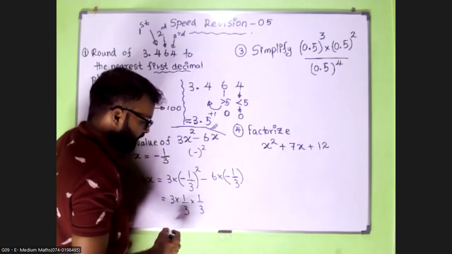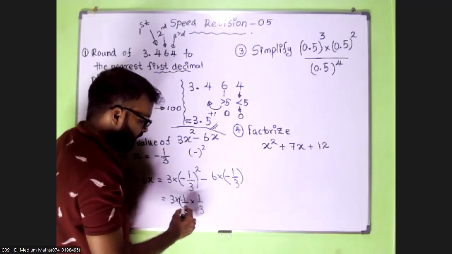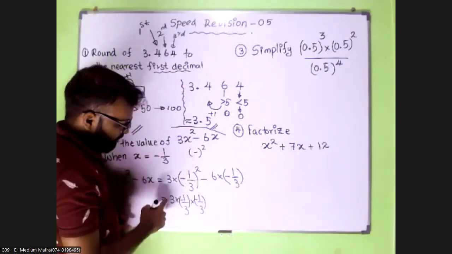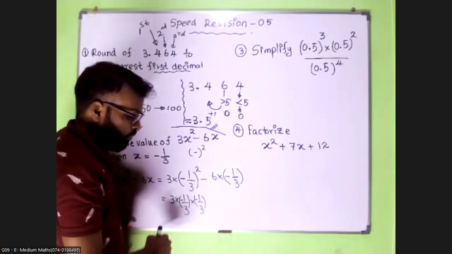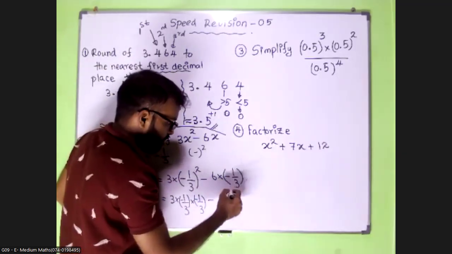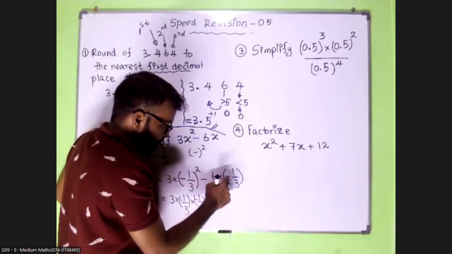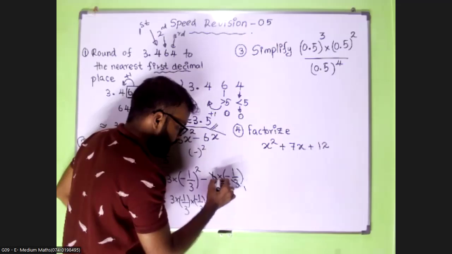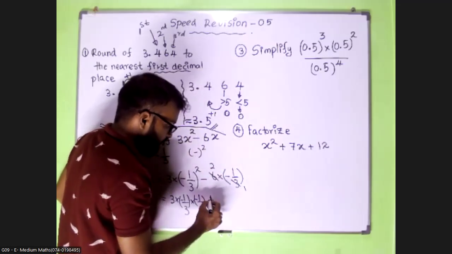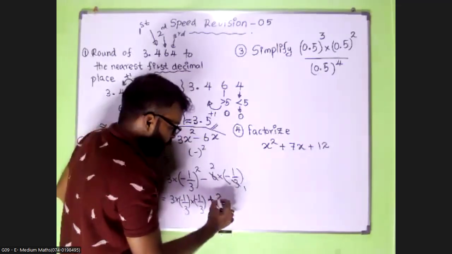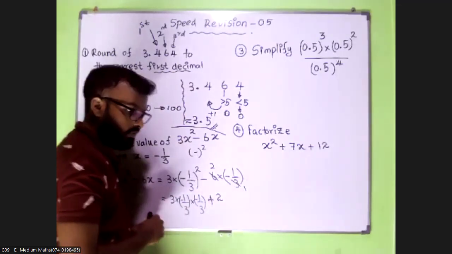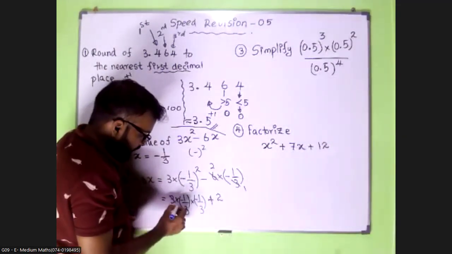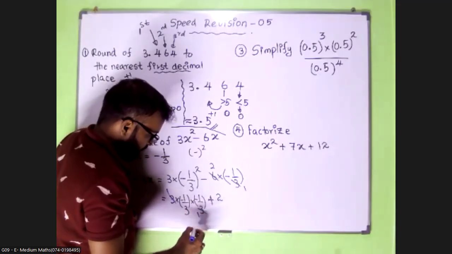I can expand it if you want: minus 1 upon 3 times minus 1 upon 3. Minus times minus will be positive. I will do this one as well. Minus times minus is positive, and I can simplify 3 times 1, 3 times 2. So in this place I will get positive 2. I am going to simplify this part: 3 times 1, 3 times 1.